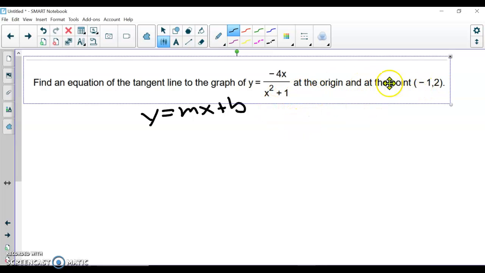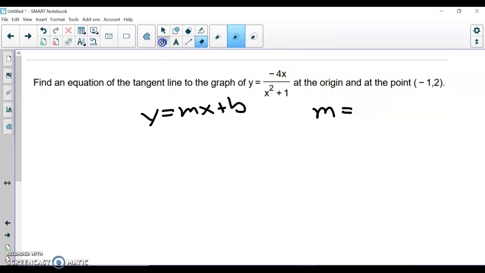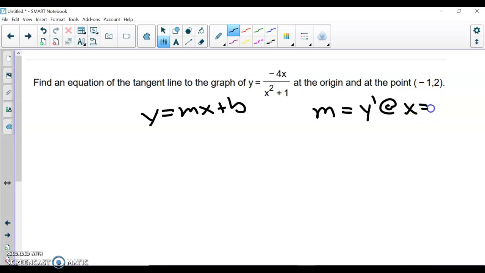Well, they gave us the point. In calc class, always, the slope comes from evaluating the derivative, in this case called y prime. We've got to evaluate y prime, the derivative, at the x value. The x value of the point given is -1. So we've already got the point, right? They gave it to us, the point (-1, 2). What we need is the slope.